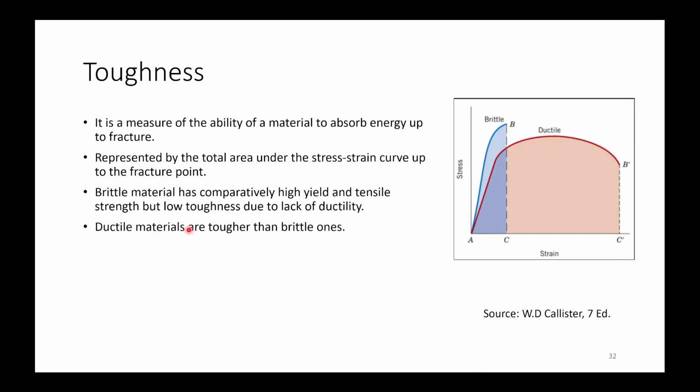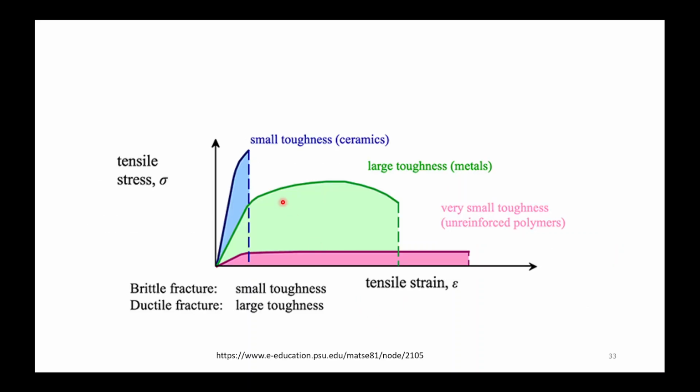So this is not necessarily true as well. In the case of some polymers, they can have lower toughness than brittle ones as well. For example, it is shown here. In this case, this material has very high ductility but very small toughness, which are unreinforced polymers. In the case of metals, they have very large toughness because they have high UTS as well as high ductility. In the case of ceramics, they have very high UTS but low ductility, so they show small toughness.